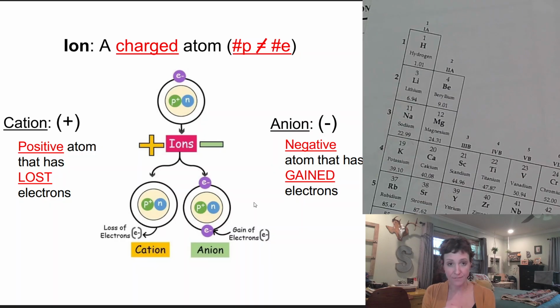Those are there forever. But an electron, you can kick those off or you can grab some more of them. So in order to be positive from that, you have to lose electrons. And in order to be negative from that, you have to gain some more electrons.